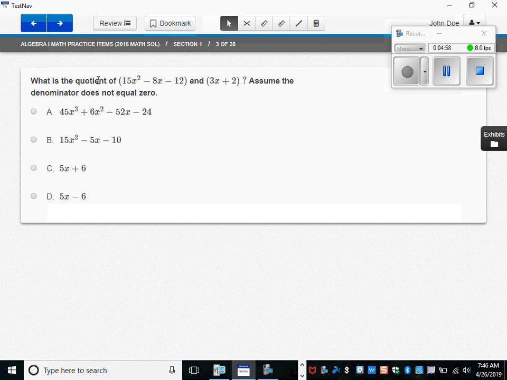But of course, you guys know what quotient means, so you should know right away that there's no way you're going to end up with these two answer choices right here, because you're supposed to be factoring this and crossing out like factors. All right, so let's see what this factors into.